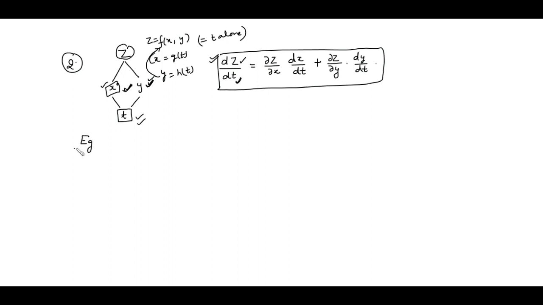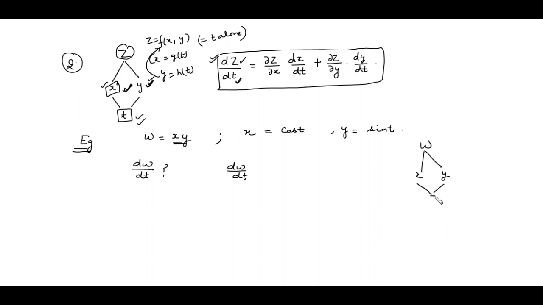Now just see with the help of an example. Let's suppose using chain rule you have to find out the derivative of w with respect to t, where w is a function of two independent variables x and y, and further x depends on t and y is depending on t. So what is the derivative of w with respect to t? So using chain rule, this will be, now since using a tree diagram, w is depending on two variables x and y, and further they are depending on the single variable t.